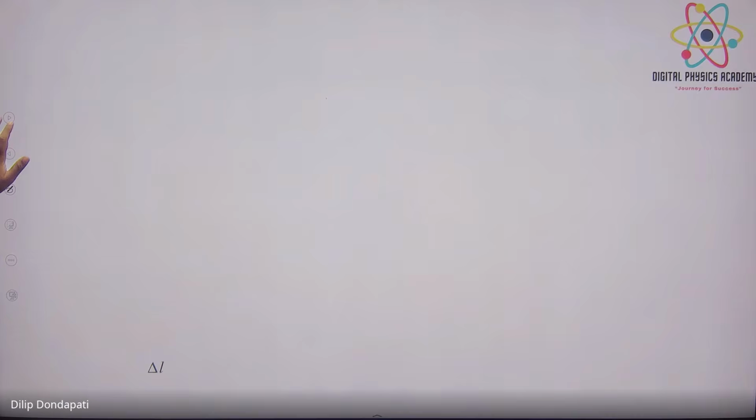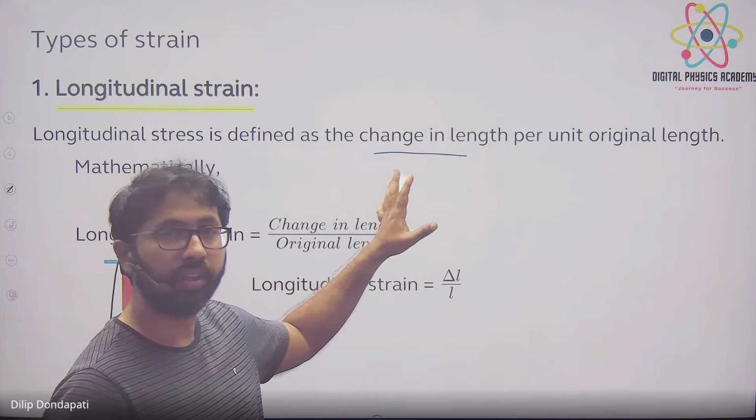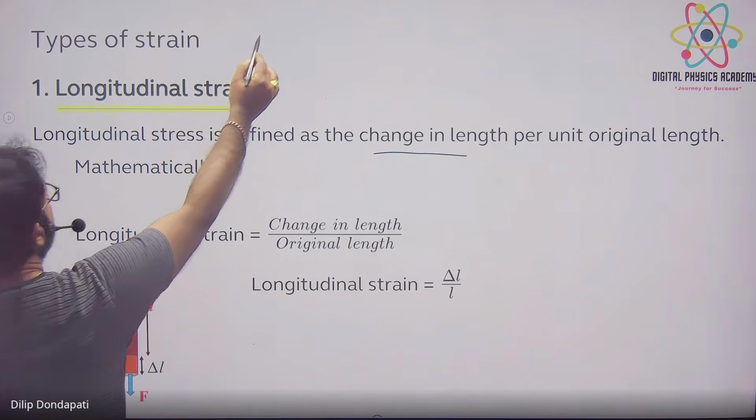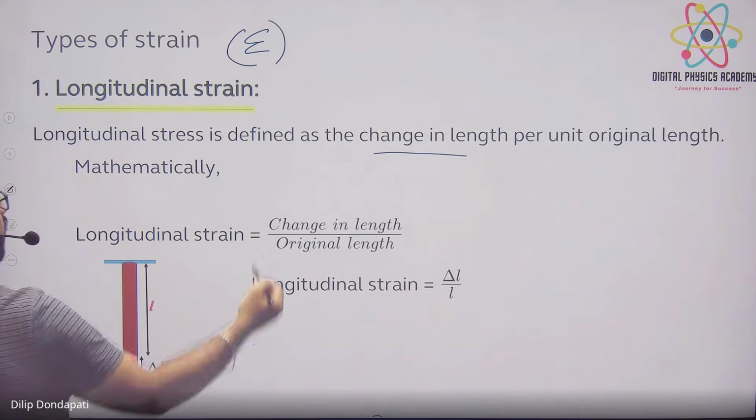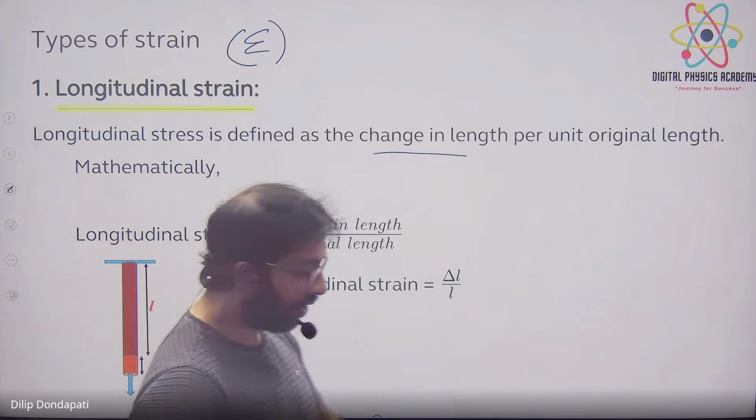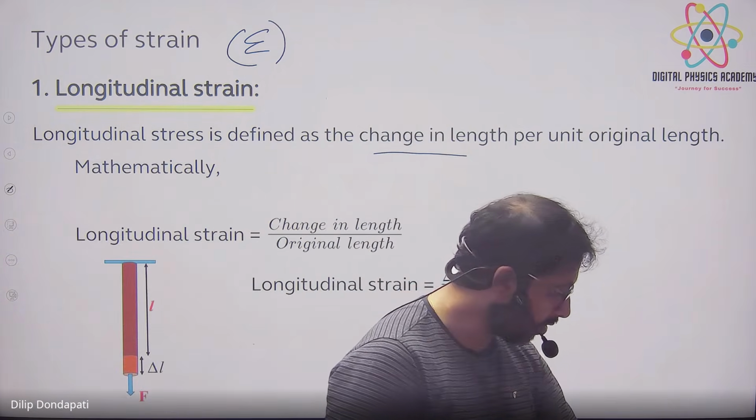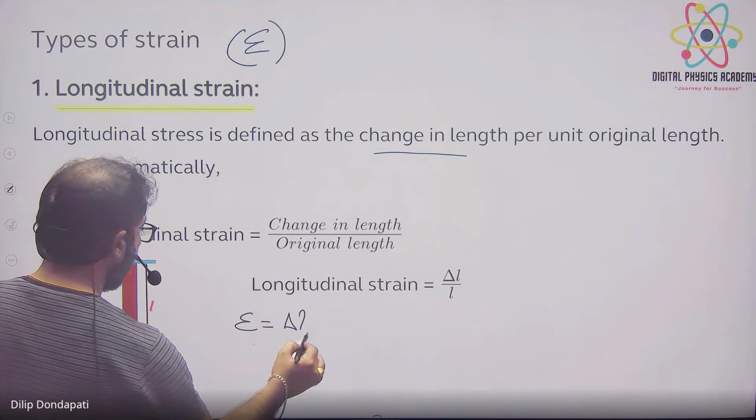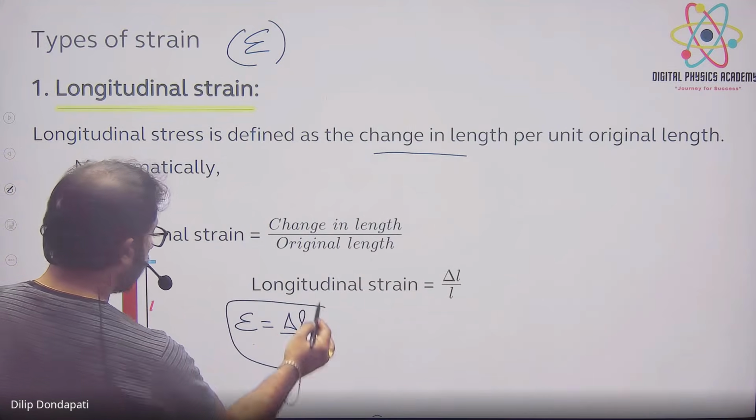Type of strain is called longitudinal strain. Longitudinal strain समझ में आया? Change in length by original length. What's the symbol of strain again? E. Okay. And the first one is longitudinal strain, delta L by L. खत्म. That is called strain. E is equal to delta L by L. This is called longitudinal strain.